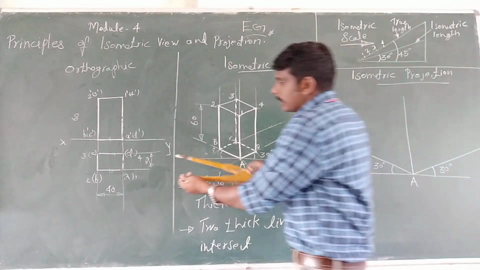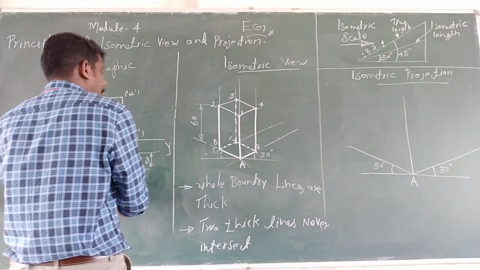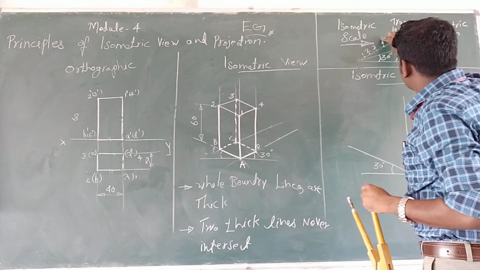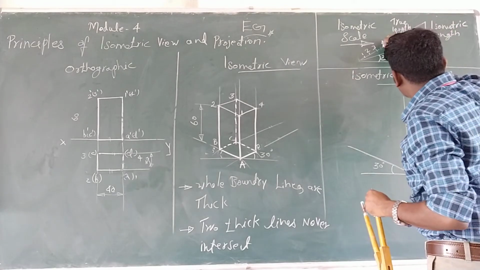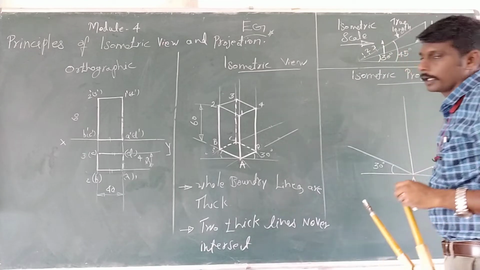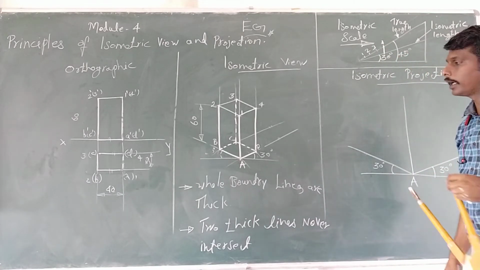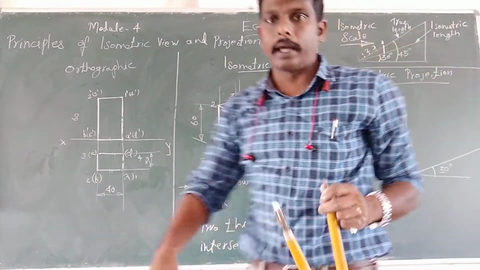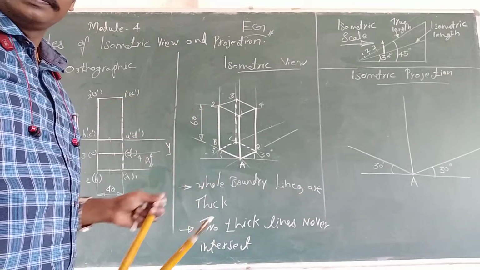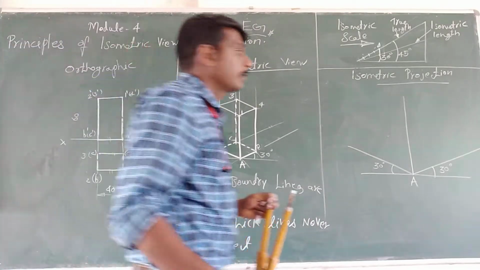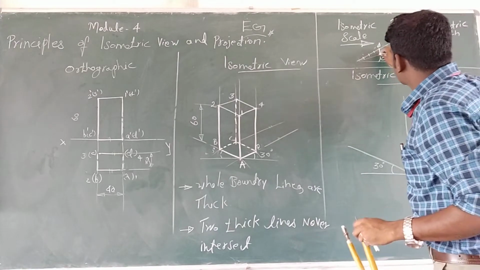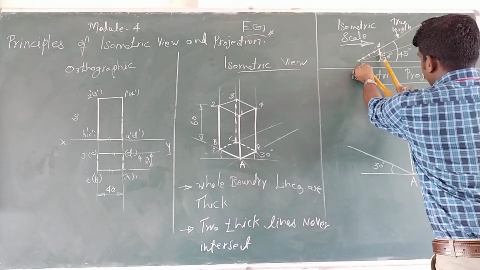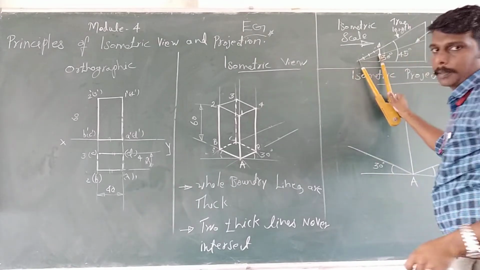Here the length is 40 mm. I take the distance 40 mm and convert the length into isometric length by drawing a vertical line from 4. This is the isometric length of 4 cm.